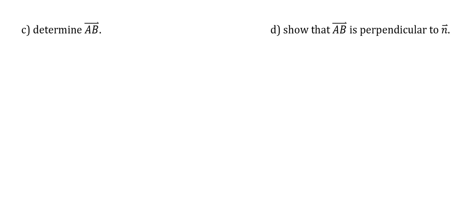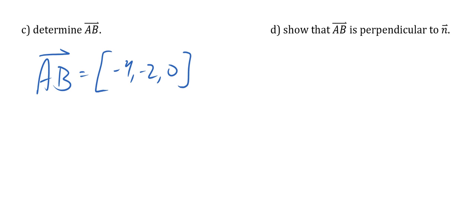Any vector between two points in the plane will be parallel to the plane. Maybe that should be stated. Any two points in the plane, the direction vector between them will be parallel to that plane, right? So we subtract backwards. B minus A, so is this negative 4, negative 2, 0? Of course, 4, 2, 0 would also be a direction vector parallel to the plane, but that would be BA.